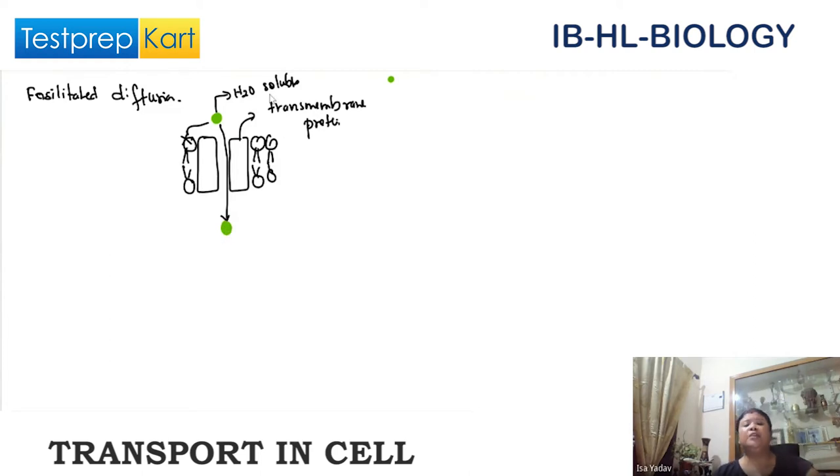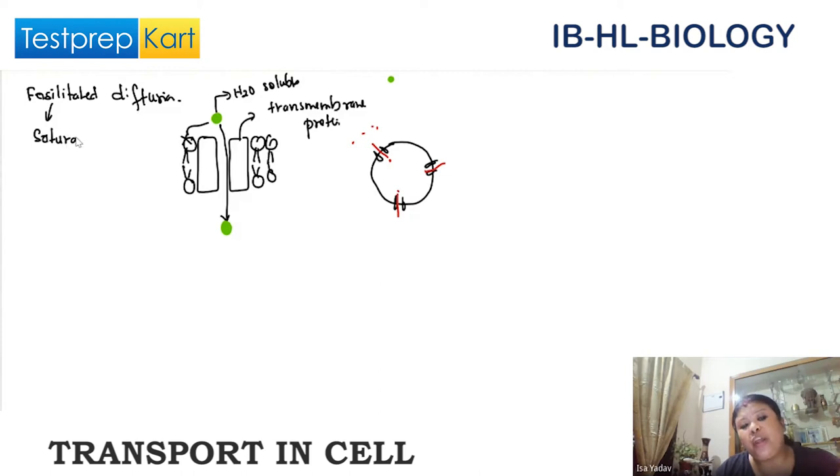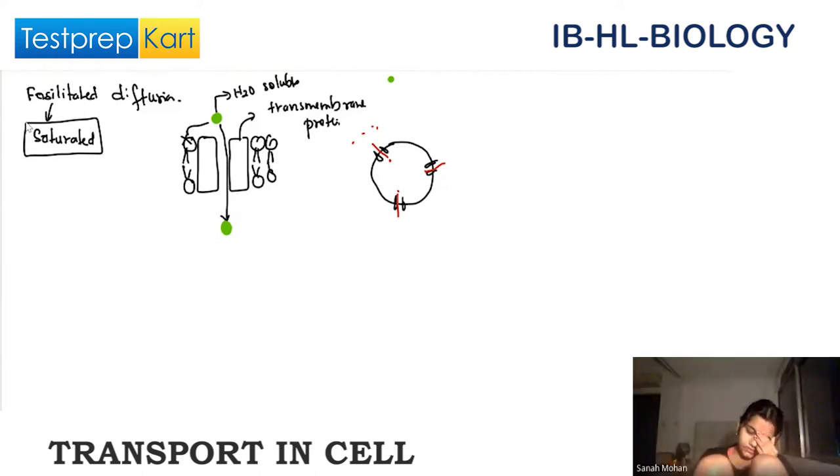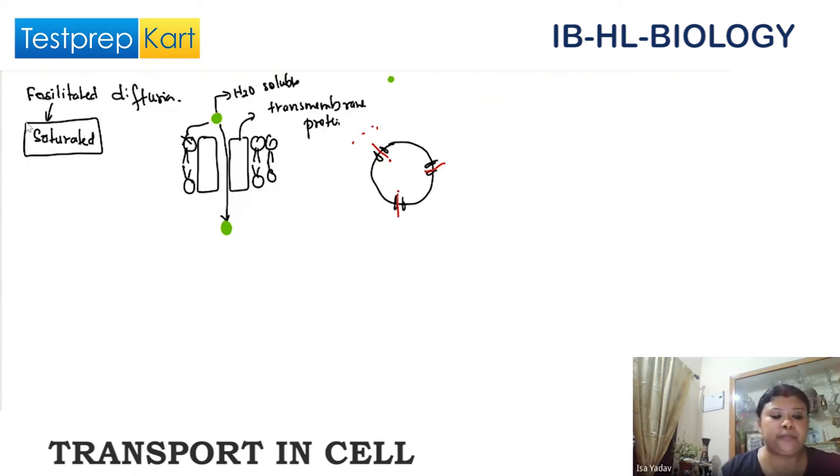So in facilitated diffusion, the transmembrane proteins allow the molecules to pass through. Suppose this is a plasma membrane, and in the entire plasma membrane we have maybe three transmembrane proteins. Suppose all three are occupied in the transport of substances. If there are some more substances, they cannot enter, because they have to wait for the transmembrane protein to finish the transport, then enter. So facilitated diffusion can also get saturated. Is this point clear?